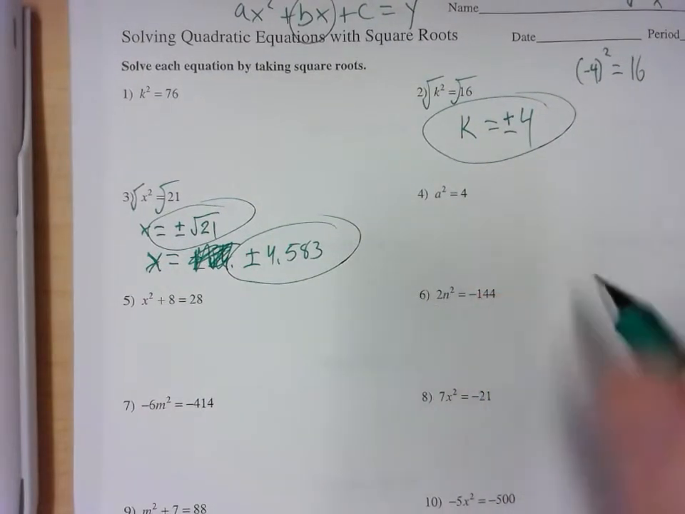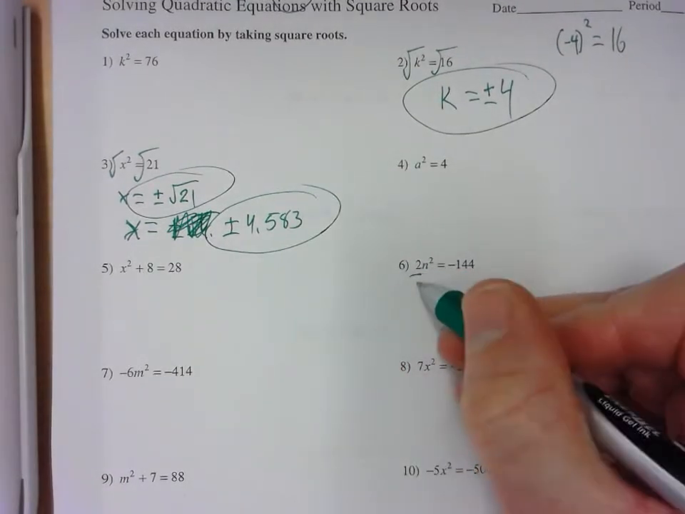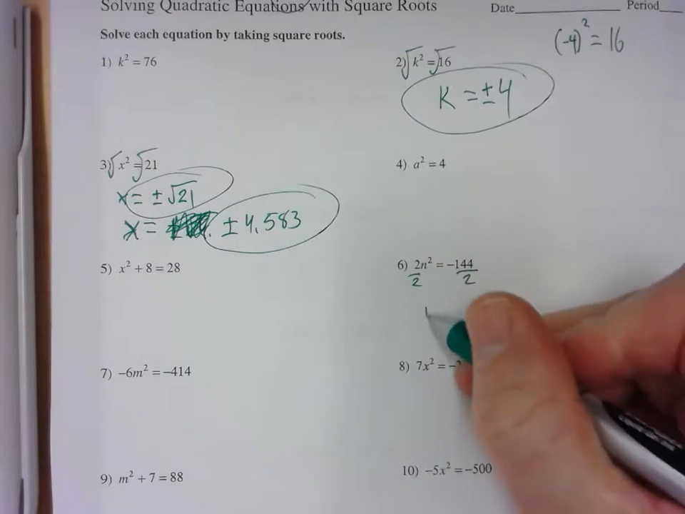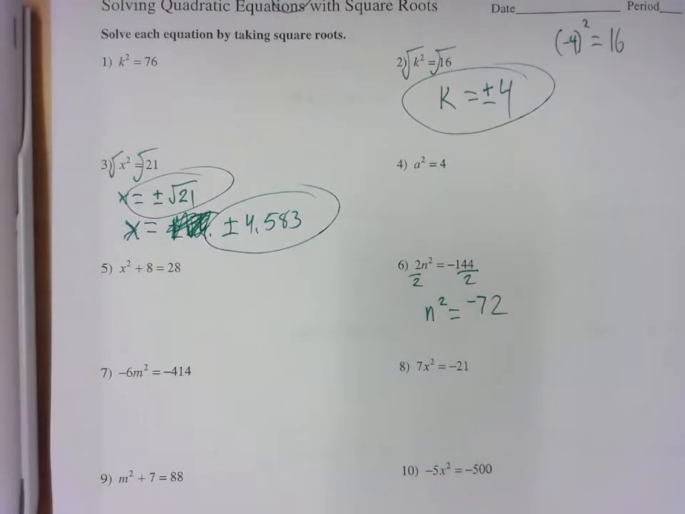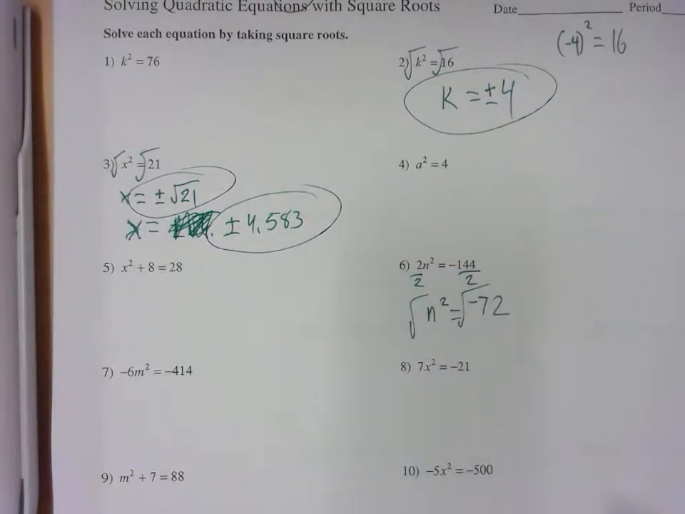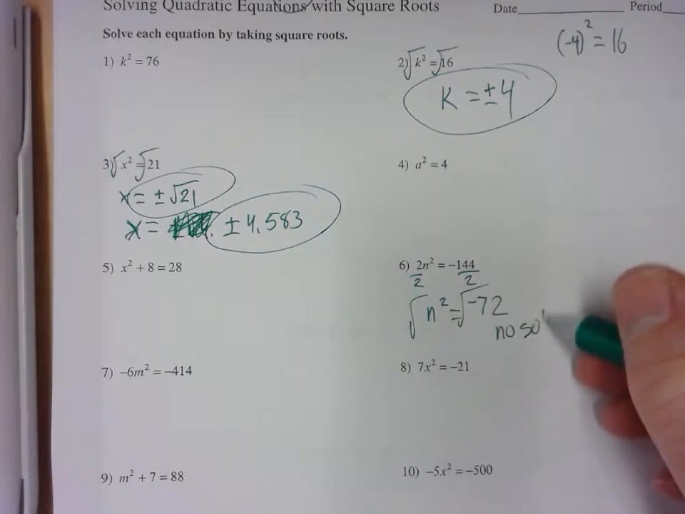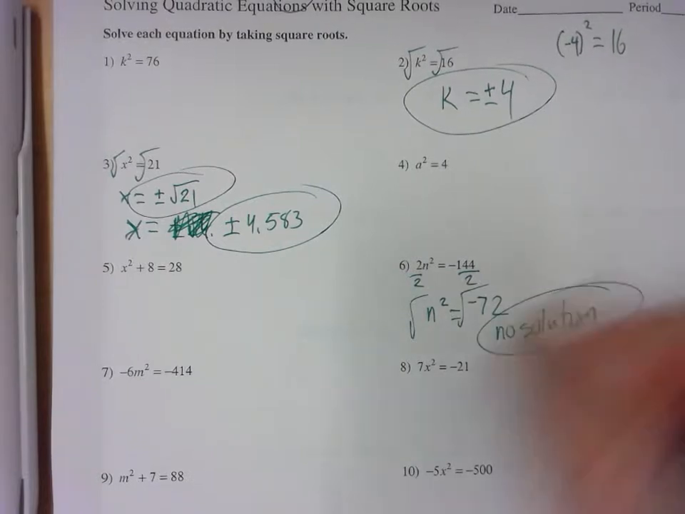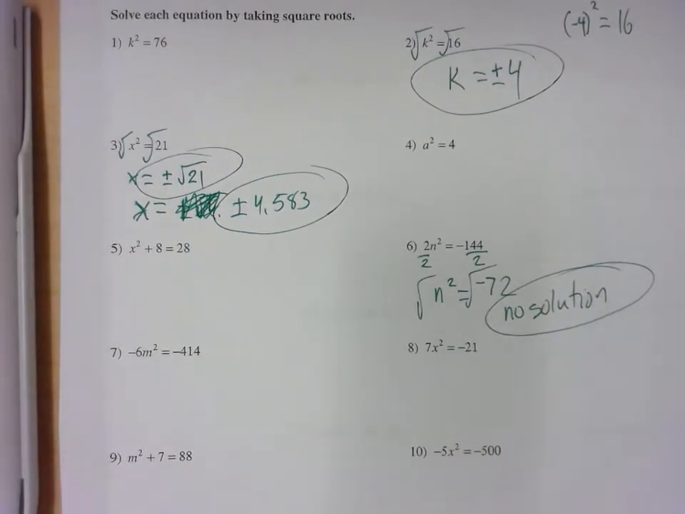Okay, the next one I'm going to go over is number 6. So here I have to get the n squared by itself before I take the square root. So I'm going to divide by 2, and n squared is equal to negative 72. Take the square root of each side. Oops, there's a problem there. I can't take the square root of a negative number. So this one has an answer of no solution, which always makes every algebra student upset because they want to have an answer. It's like, I did the work, I want an answer. Gosh darn it.